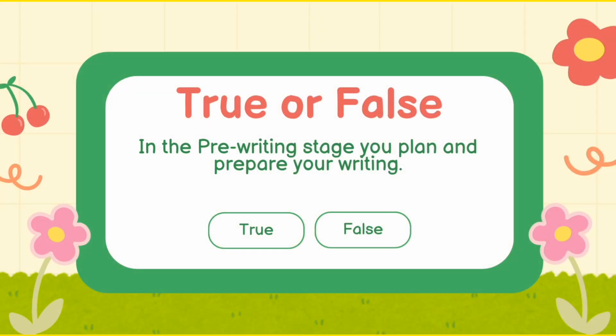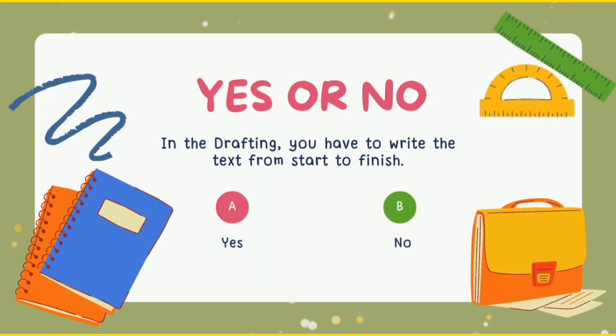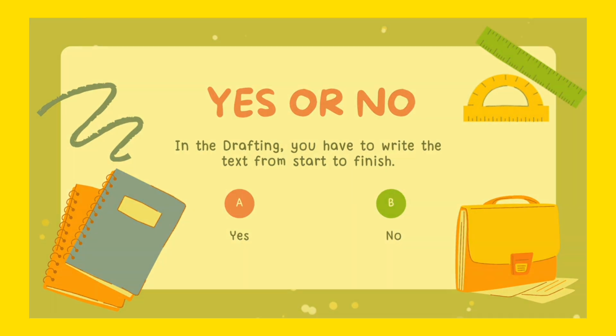True or false? In the pre-writing stage, you plan and prepare your writing. I heard that you said true. That's the correct answer. Yes or no? In the drafting, you have to write the text from start to finish. If you say no, you are correct.